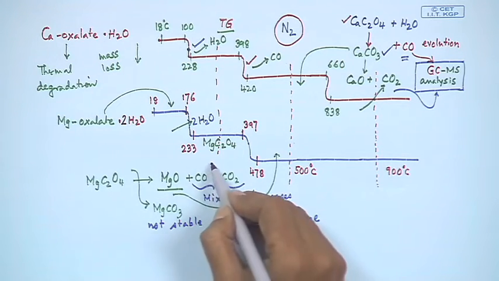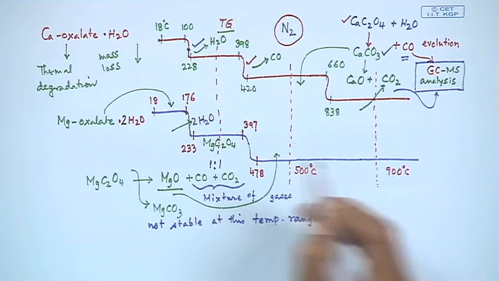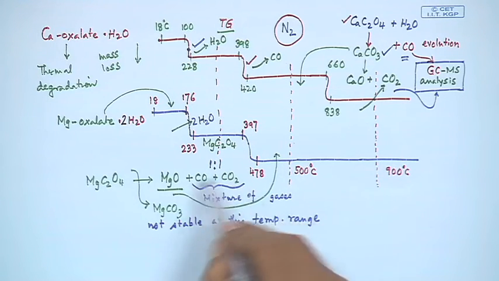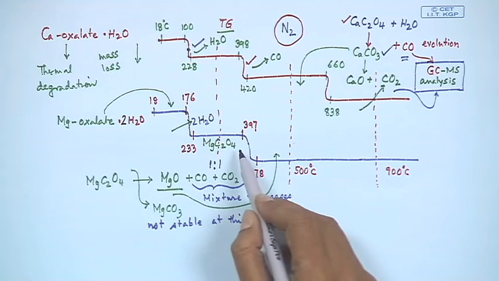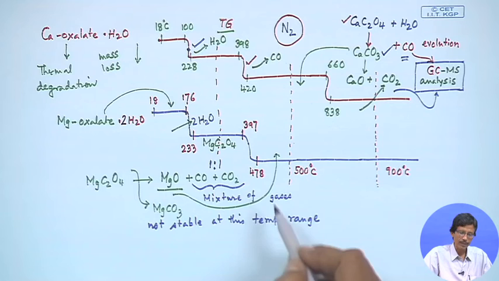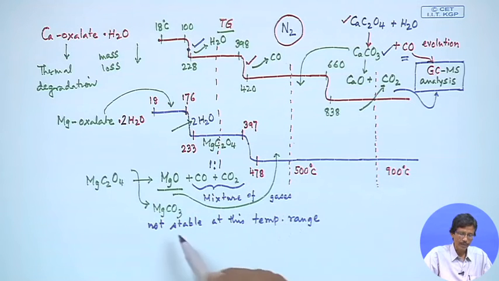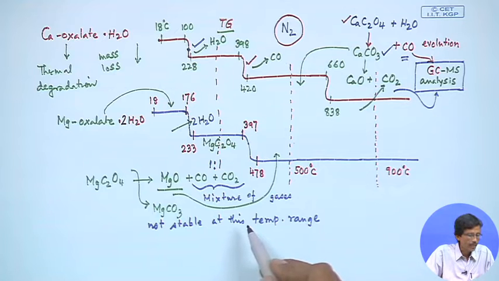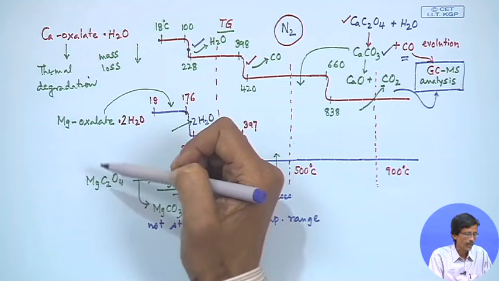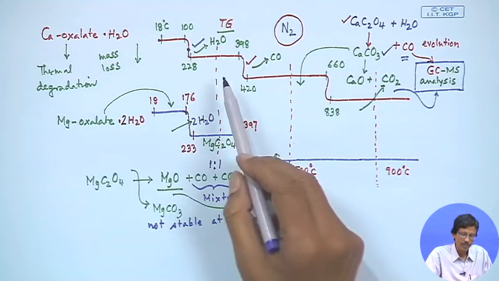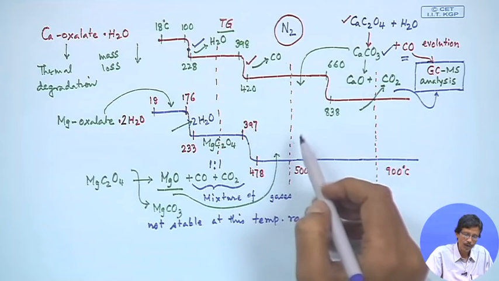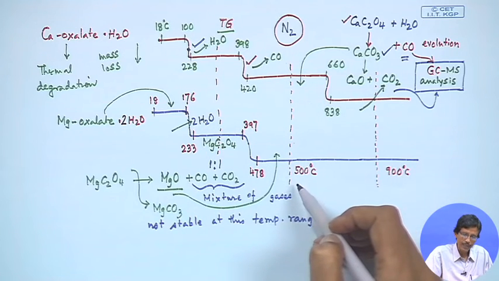That can initially separate into these two gases and find the corresponding amount of carbon monoxide and carbon dioxide. And the interesting information you can get from there is that the mixture of gas is in the ratio of 1:1. So, a 1:1 mixture of carbon monoxide and carbon dioxide is coming out due to the instability of magnesium carbonate at this temperature range, which is very useful information for the analysis of both calcium oxalate and magnesium oxalate.